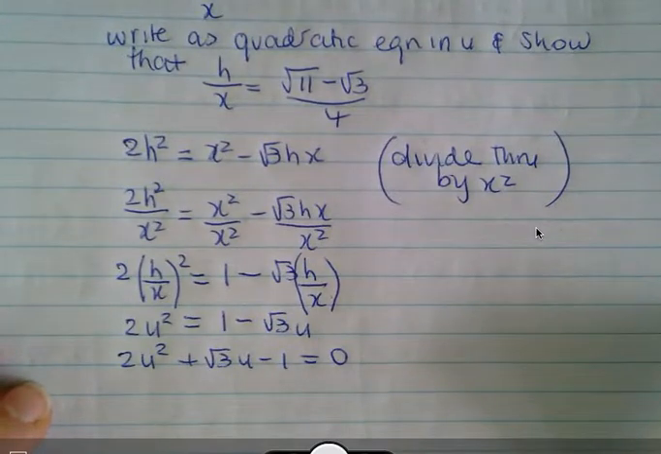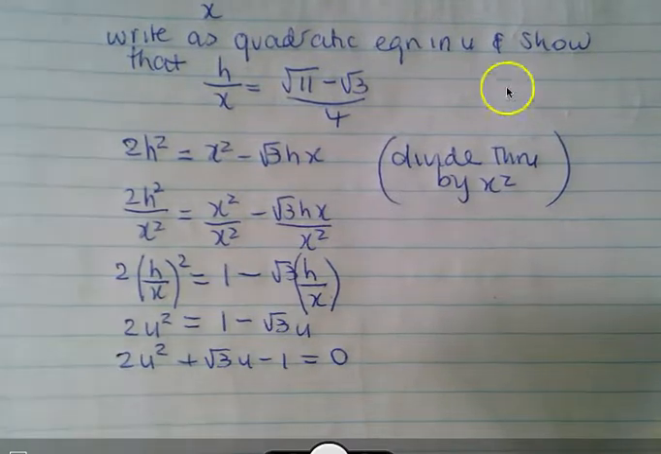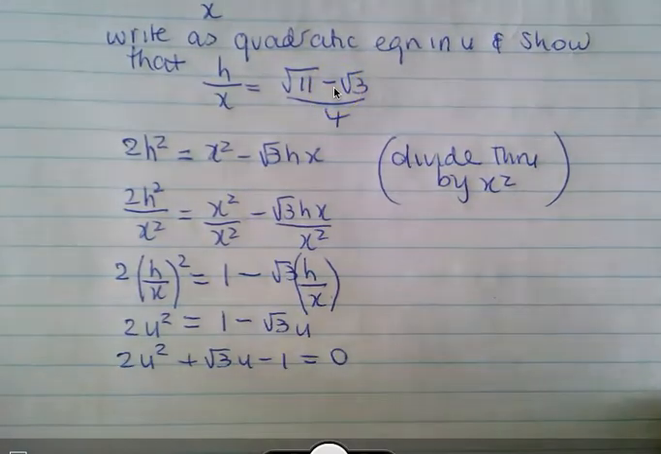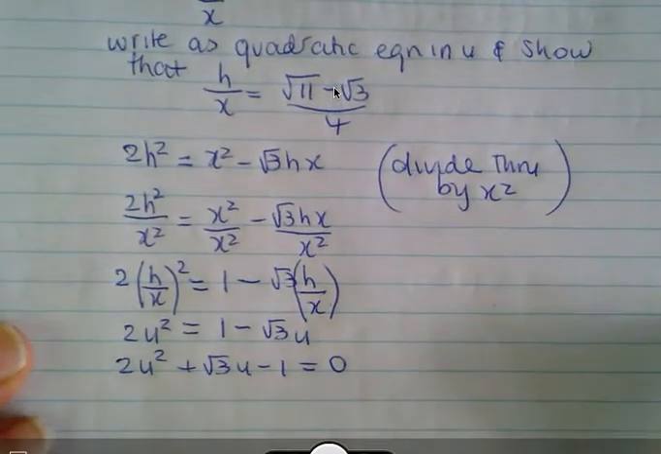Solve it using the quadratic formula. It's saying show that h over x is this. H over x is u. They're just saying show that u is that. When you solve this quadratic equation, show us that you get that. Okay? Now remember, u is h over x.